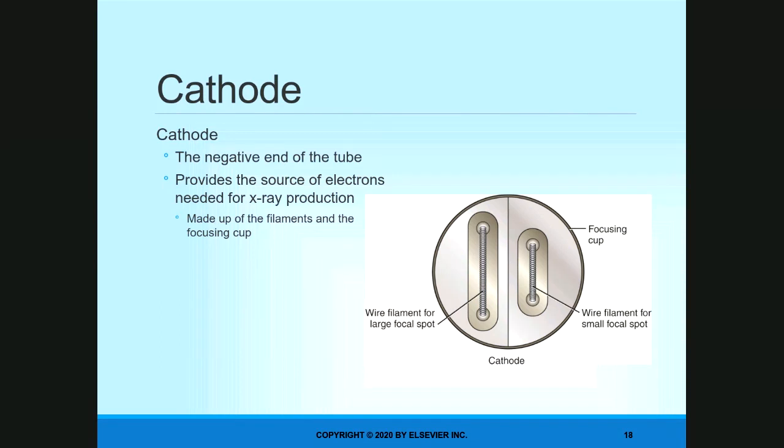It is actually what provides the source of electrons that we need in order to produce X-rays in that tube, meaning the electrons that we send across the tube to smash into the anode target actually come from the cathode. Specifically, they come from the heated filament on the cathode. In this picture, we're looking at the cathode from the front, whereas typically in the tube we're looking at it from the side.